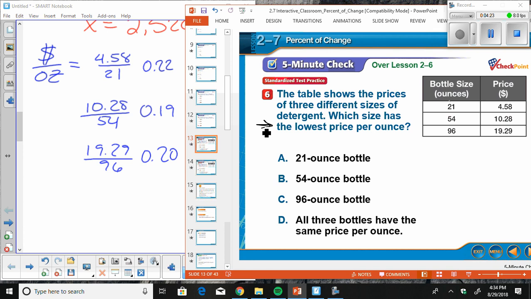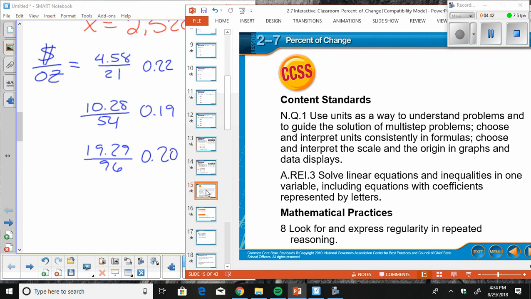So what did it ask again? Which size has the lowest price per ounce? So that is going to be our 19 cents, so $10.28 for 54 ounces, or a 54-ounce size. So B. Then we can go on to our content standards.